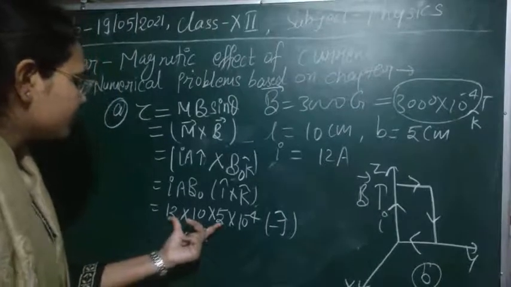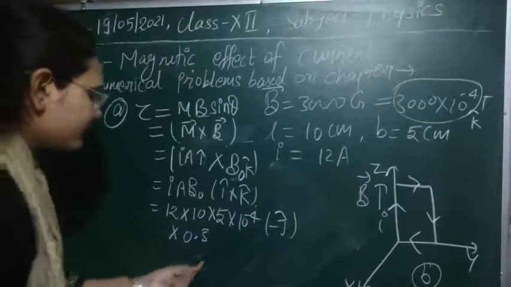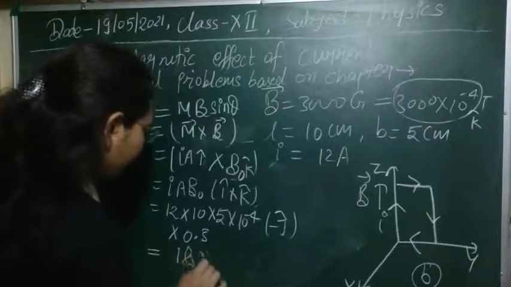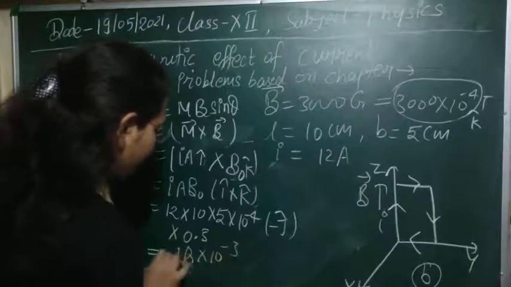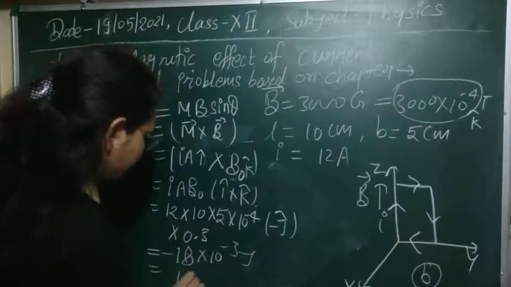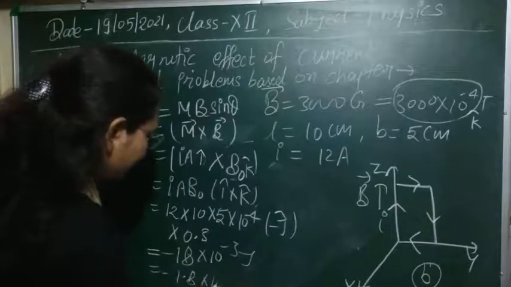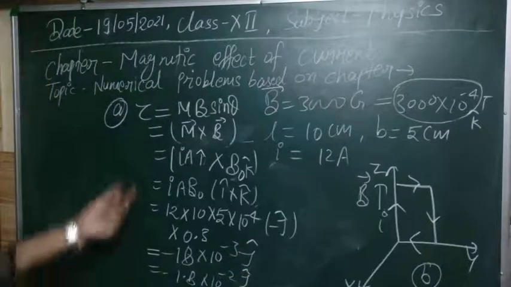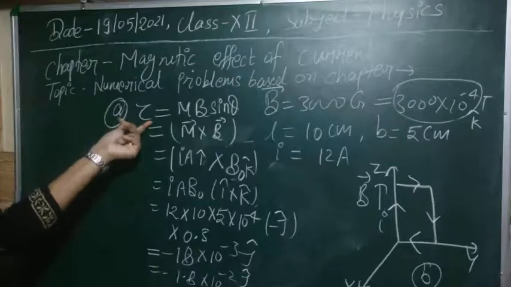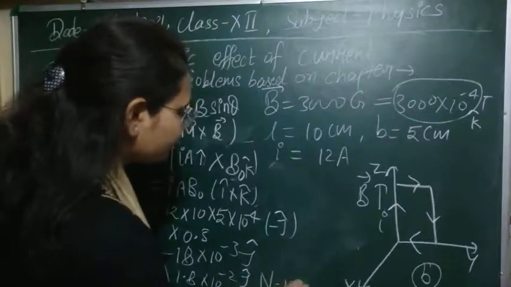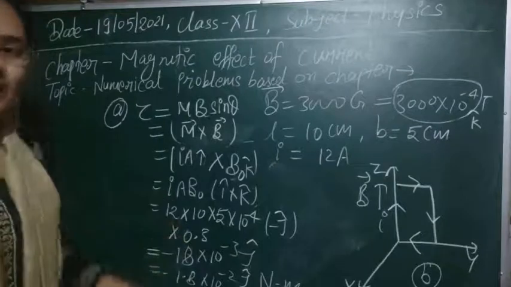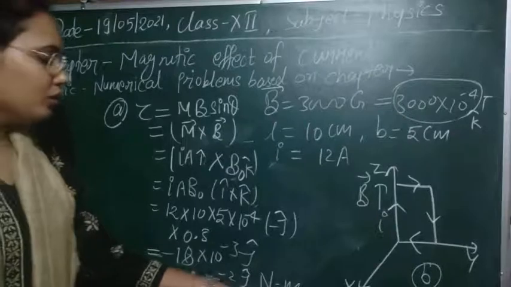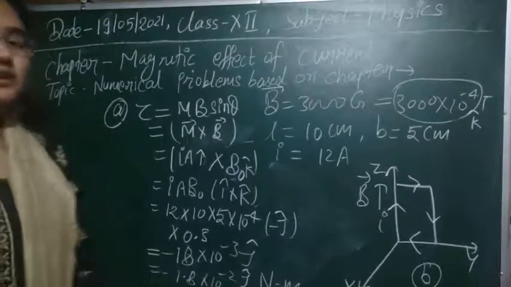So if you solve this, it will be 60, and after that if you solve, this will be 18 into 10 to the power minus 3, here minus j, or we can write it as minus 1.8 into 10 to the power minus 2 in z direction. And you can just write down the unit for this. The unit for this one is Newton meter. So this is the value of torque that we are getting after the solution, that is 1.8 into 10 to the power minus 2 Newton meter along the negative y direction.